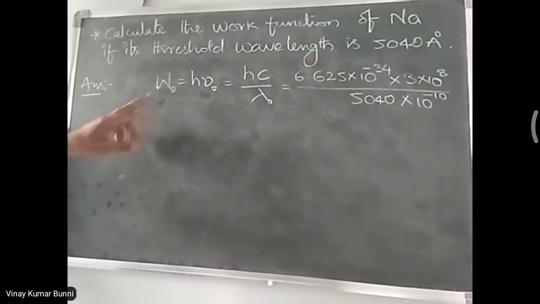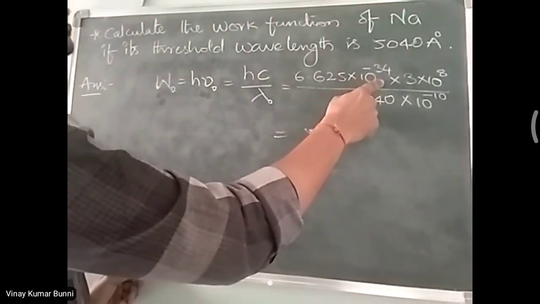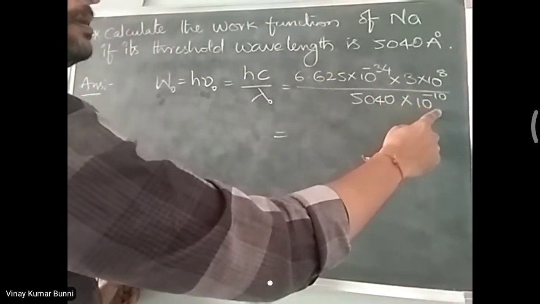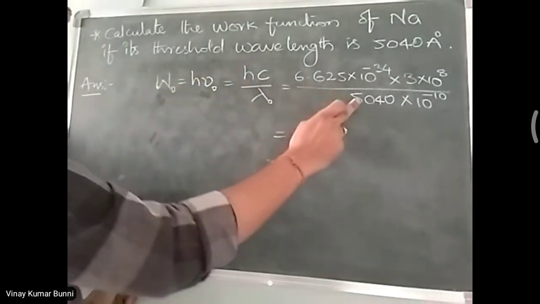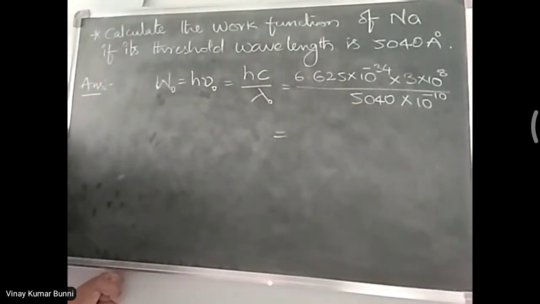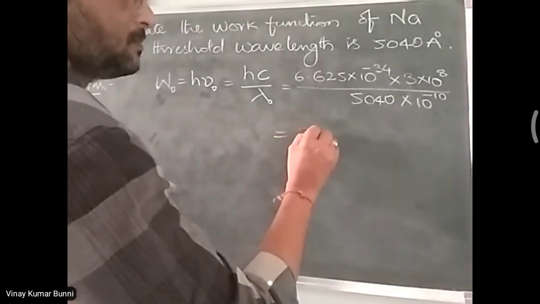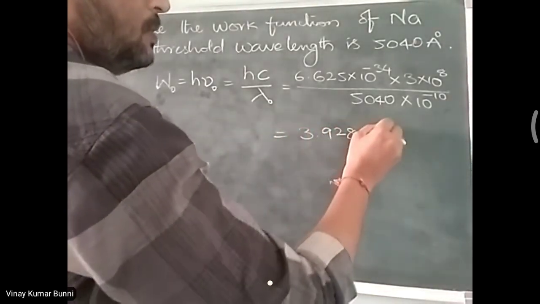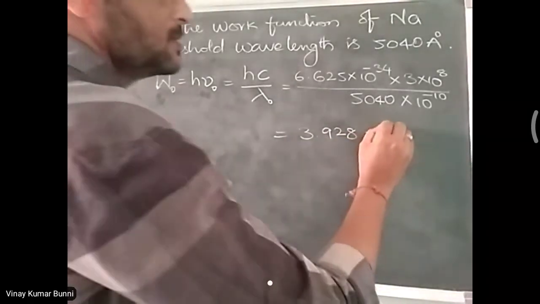This work function is an energy term, so your final answer will be in joules or electron volts. As these are joule second, meter per second, and this is meters, the final answer for the work function you will get in joules. So the final answer is 3.928 into 10 power minus 19 joules.